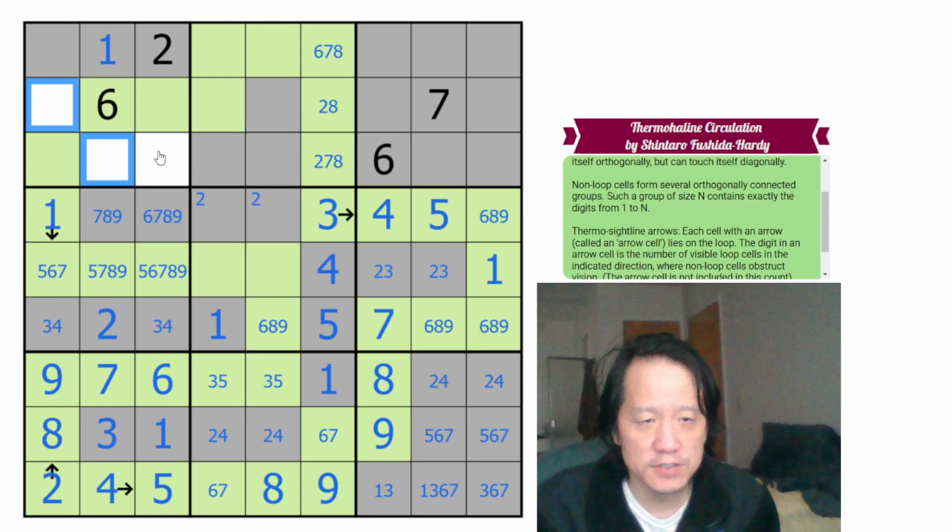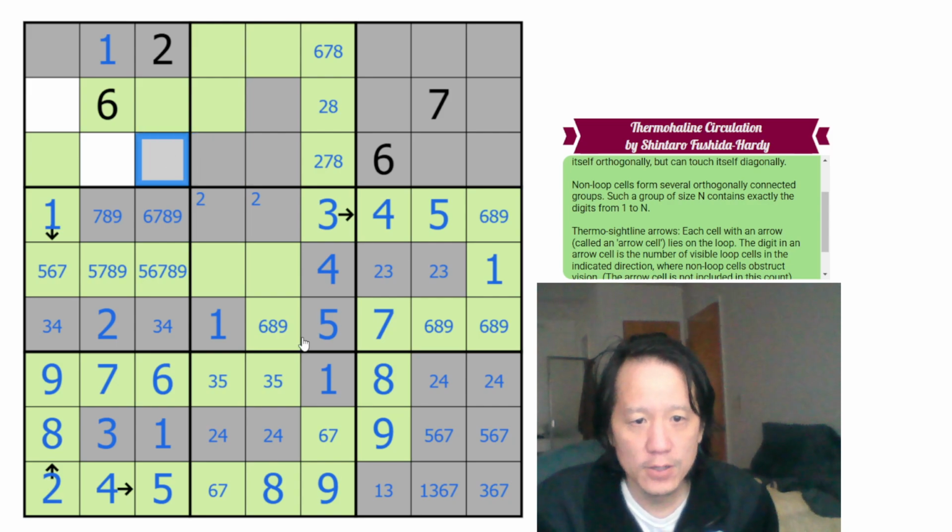So one of these is part of the loop and one is not. This is not part of the loop. So this can never be 1. Where is the 1 then? It has to be one of these two cells.